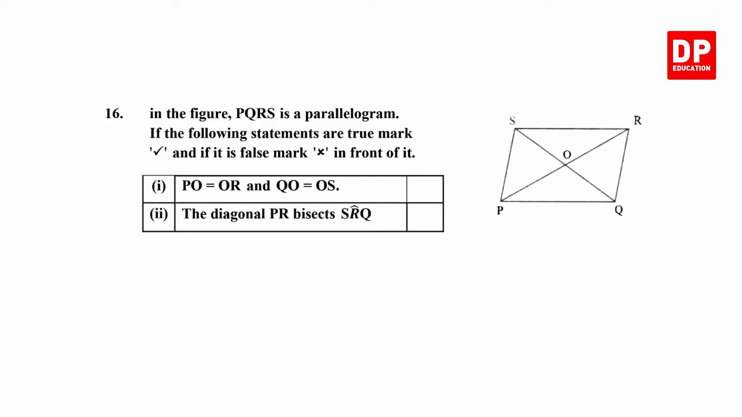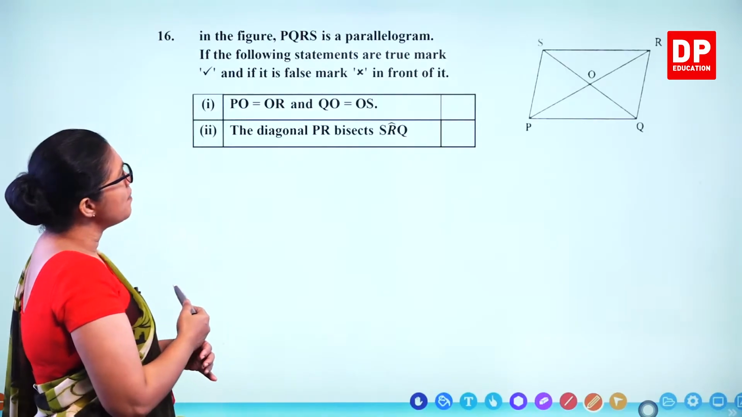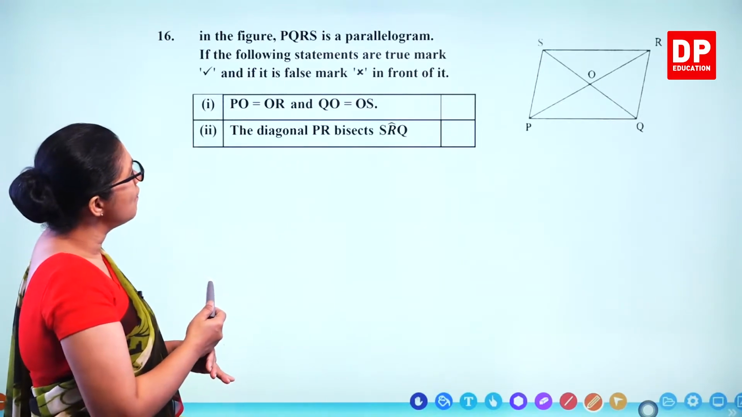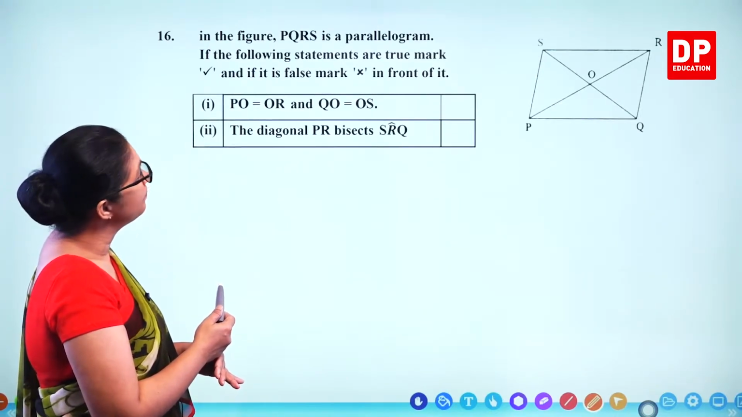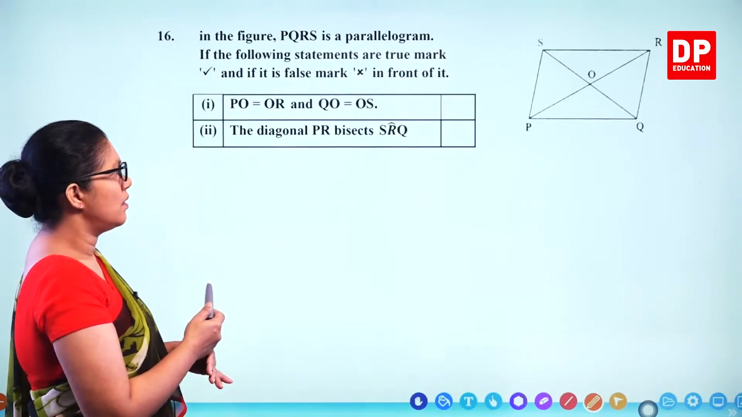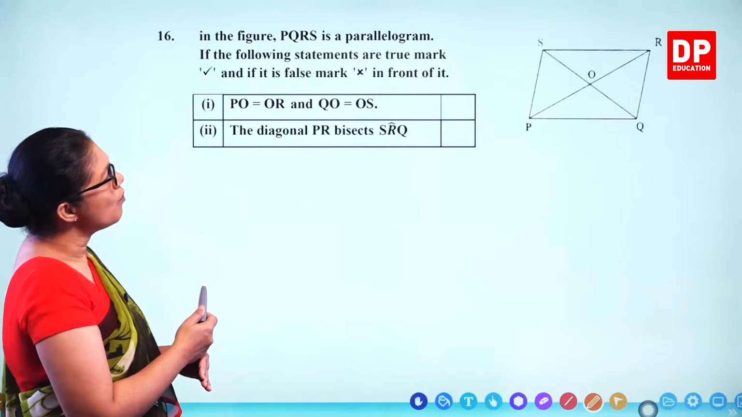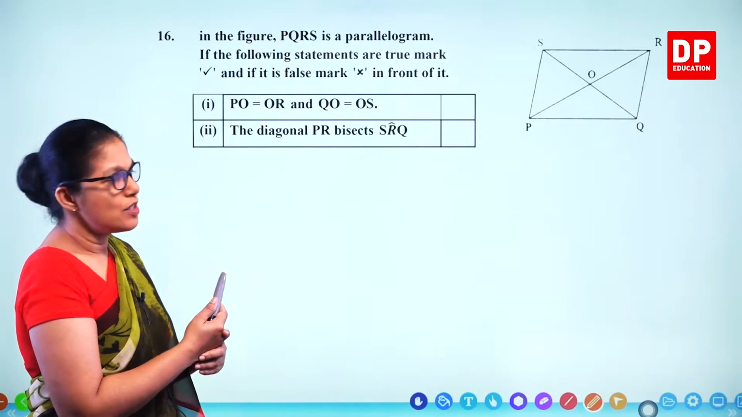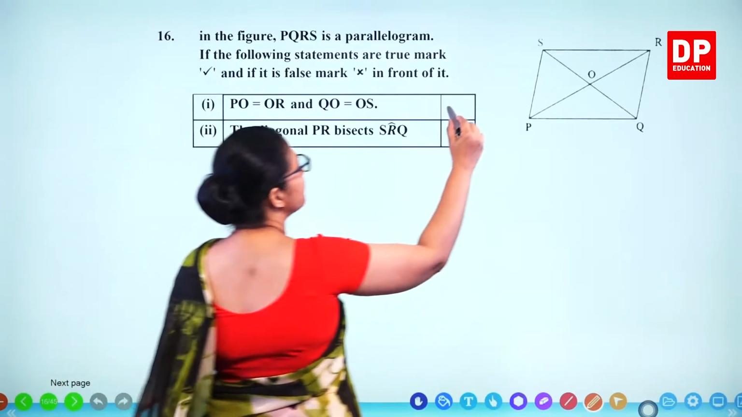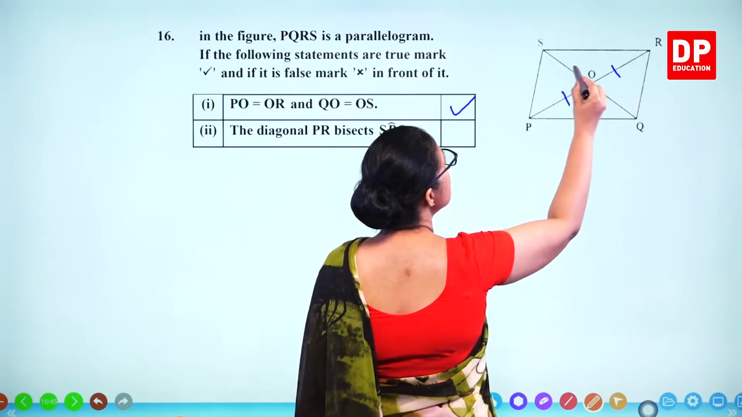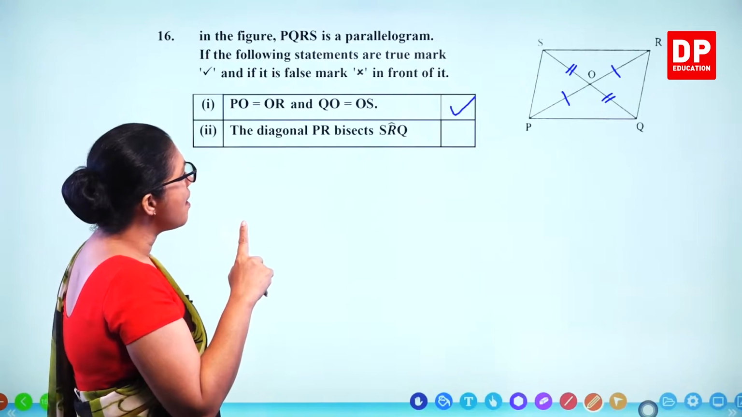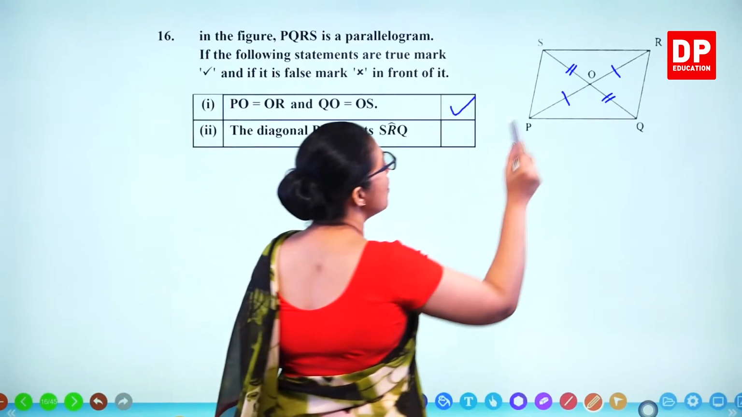Question number 16. In the figure, PQRS is a parallelogram. If the following statements are true, mark a correct sign, and if it's false, mark a cross sign in front of it. PO and OR are equal. SO and QO both are equal. So in a parallelogram, diagonals bisect each other. So that's true. So this is equal to this is equal to this. That's true.